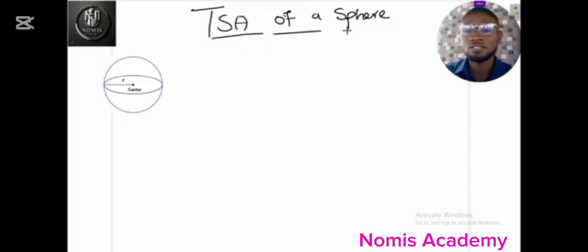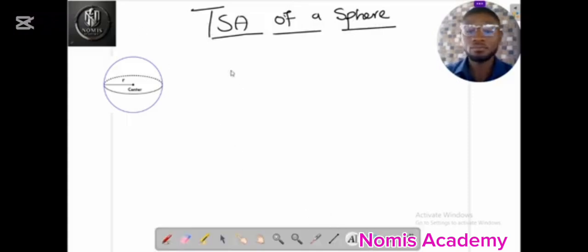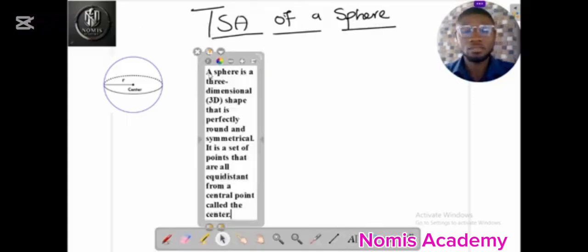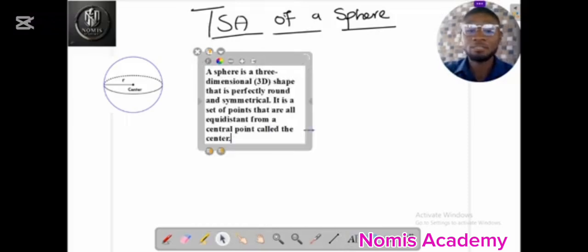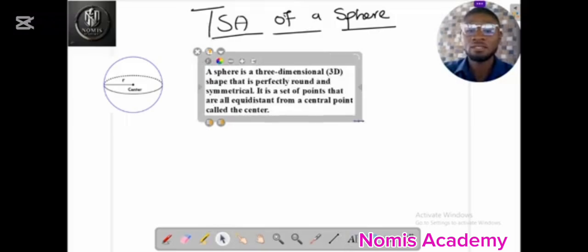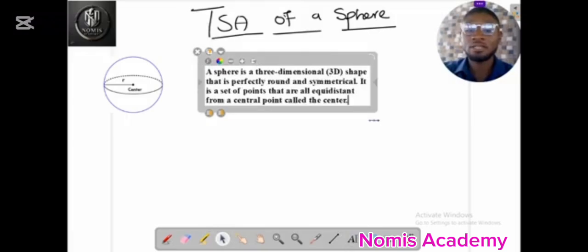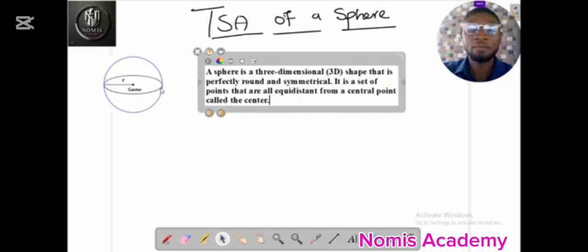Yes. What is even a sphere? For the purpose of writing, a sphere is a three-dimensional shape that is perfectly round and symmetrical. It is a set of points that are equidistant from a central point called the center. This is what I mean by a sphere.